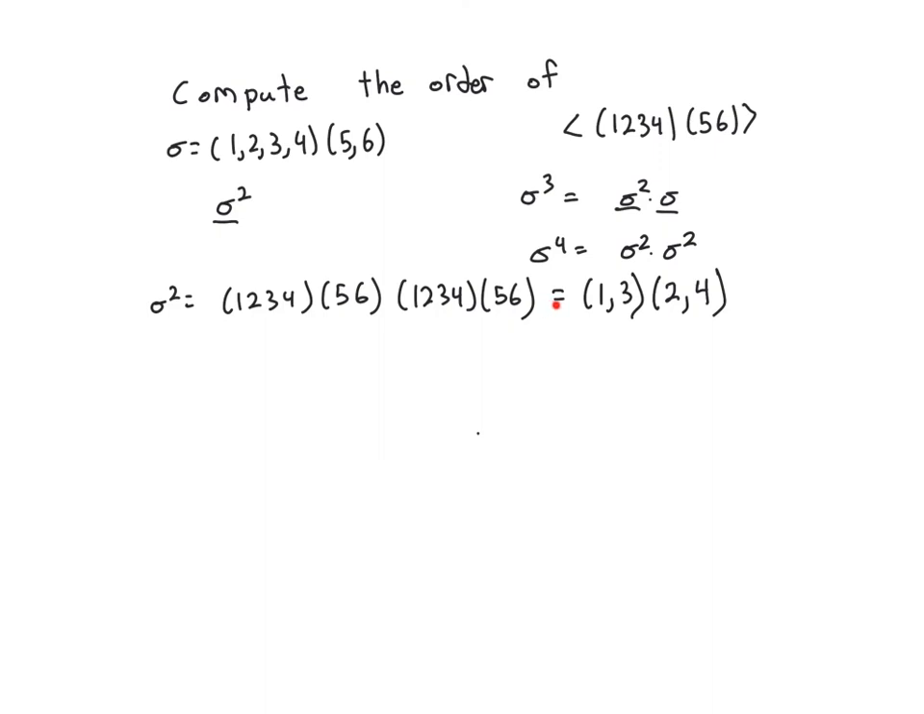Let's see now. So I need to figure out what happens to 5. 5 goes to 6. 6 goes back to 5. 5 is a 1 cycle. Similarly, you can see that 6 is also going to be a 1 cycle. So the order of sigma is going to be greater than 2 because this is not the identity permutation.